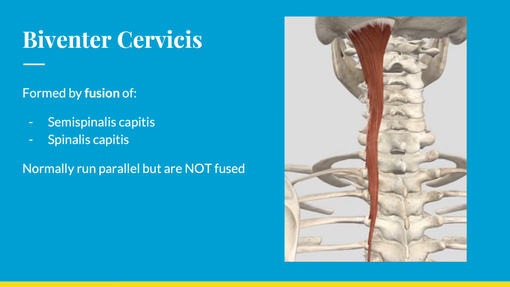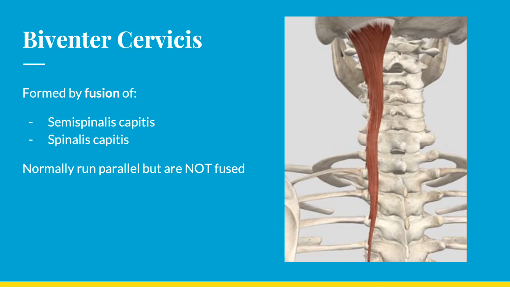Okay, on the top of page 157, this muscle comes up on fill-in-the-blank questions pretty regularly, so you definitely want to know this in any way that it can be asked. So the biventris cervicis is its own muscle, and it's formed by the fusion of semispinalis capitis and spinalis capitis. So normally those two muscles run parallel to one another, but they are not fused. If they are fused, there is no longer an individual semispinalis and spinalis capitis. Instead, you have the biventris cervicis.